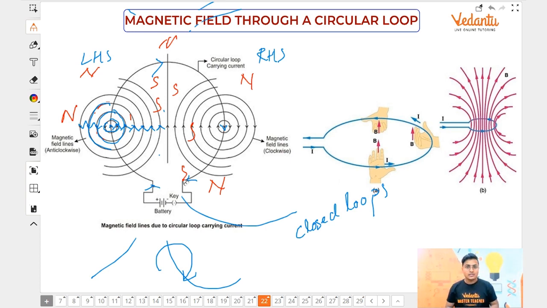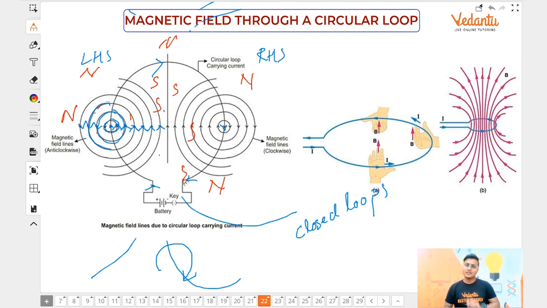You can test this by bringing a magnet near it. Imagine this is the circular coil and the current is moving in clockwise direction. If I bring a magnet here, the front part is north pole. Outside for this circular coil is north, here is also north. You will feel the repulsion because you know like poles repel each other. And if you bring it towards the south pole, you will feel the attraction. Definitely feel that.